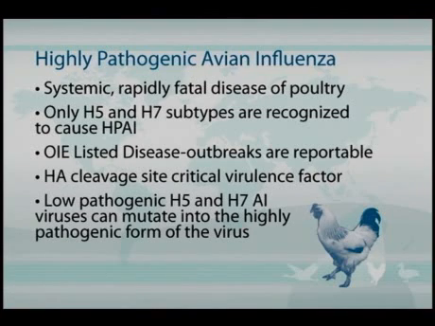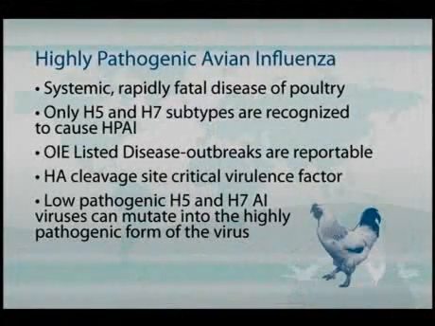Because the virus is such a devastating disease, it is an OIE List A disease, or what we used to call the List A disease. It's a notifiable disease. And any country that has a high-path AI outbreak is supposed to report it to OIE within 24 hours of diagnosis. Now, we know that the main difference between low-path and high-path AI is actually differences at the hemagglutinin cleavage site, and I'll talk about that in a few more slides later on.